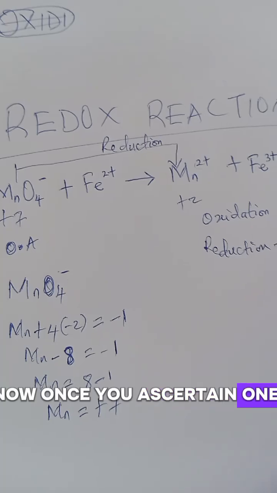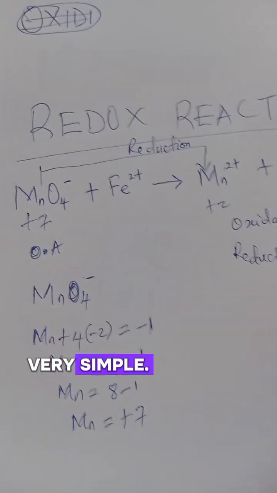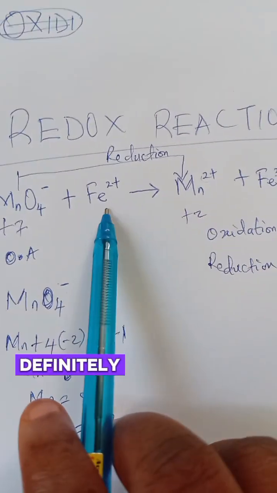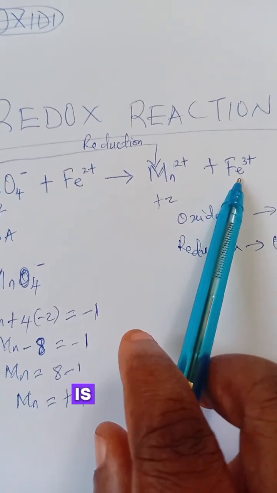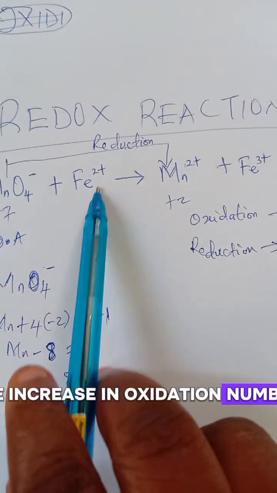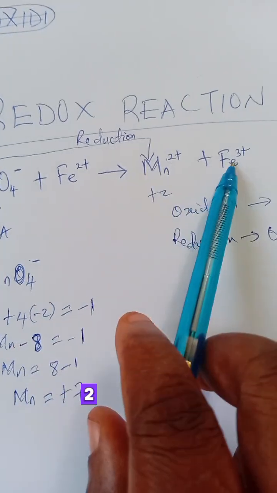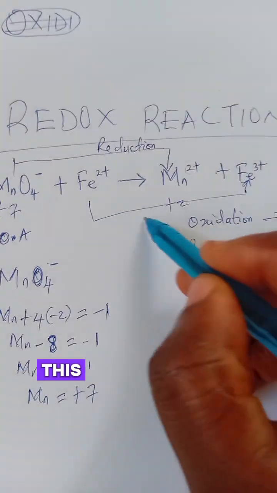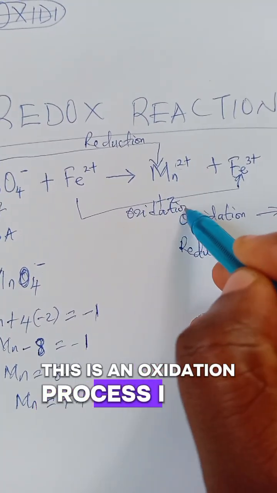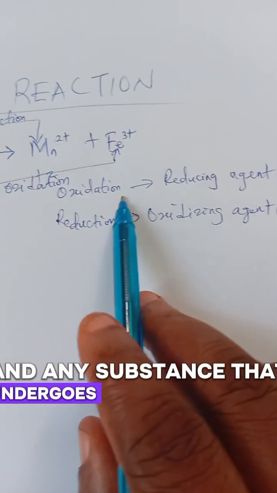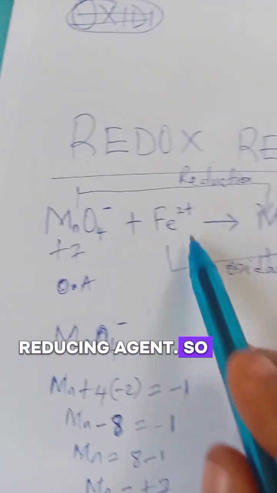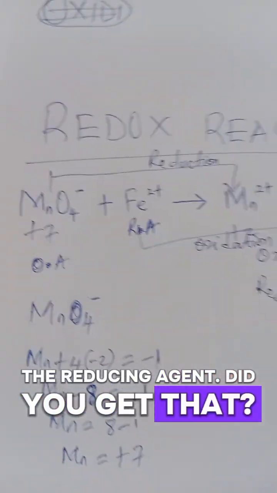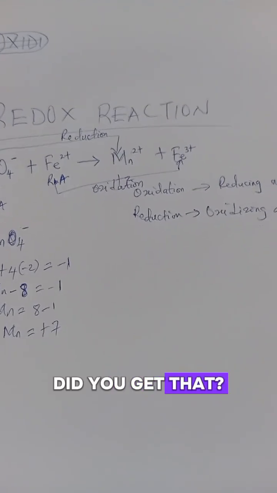Now, once you ascertain one, the other one becomes very, very simple. Since you have noted that the manganese ion was reduced, definitely iron 2 will be what? Oxidized. And what is oxidation? The increase in oxidation number. You can see that iron here increased from +2 to +3. Obviously, this is an oxidation process. I hope you're following. And any substance that undergoes oxidation becomes a what? Reducing agent. So here, iron 2 is the reducing agent. Did you get that? It's very simple.